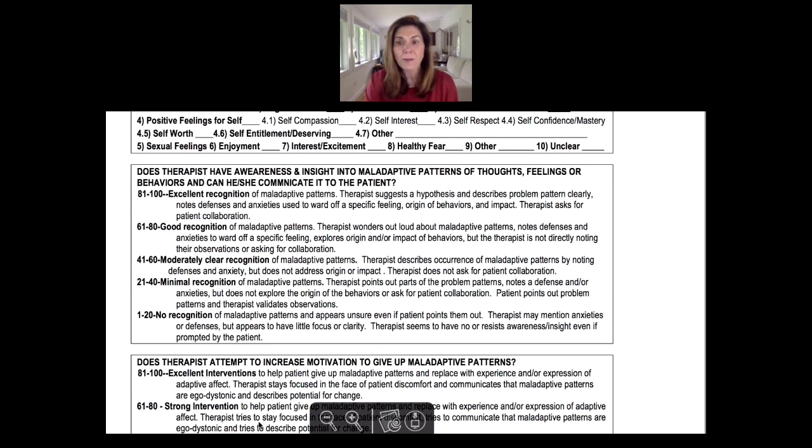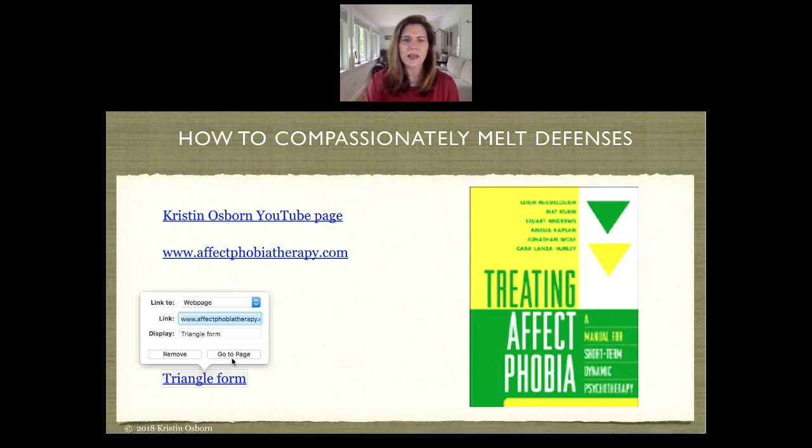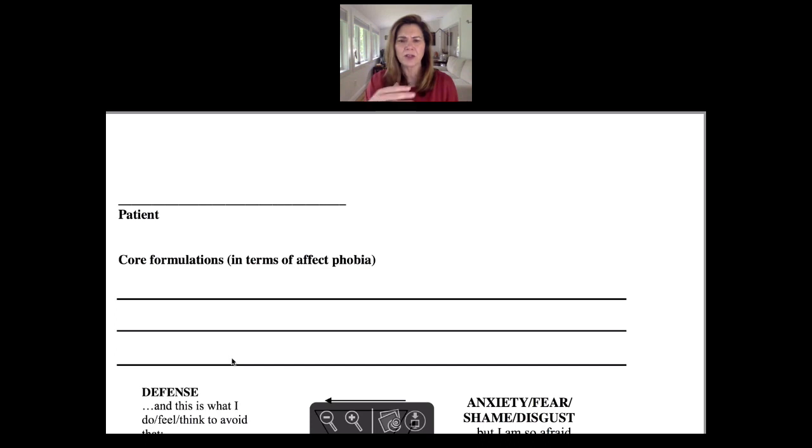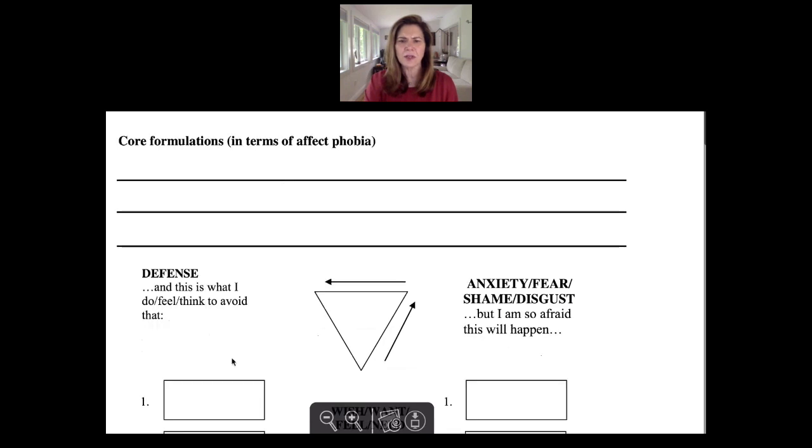And again, I talk more about that in my other webinars. The next form that you need to be aware of is the triangle form. And this is good for both patients and clinicians. And basically, you can use the patient triangle form in order to really help you and your patient look at what affects they have access to and what affects they're running away from.